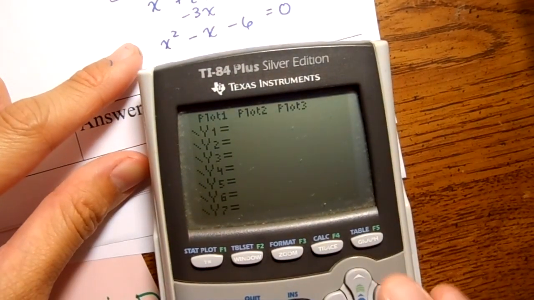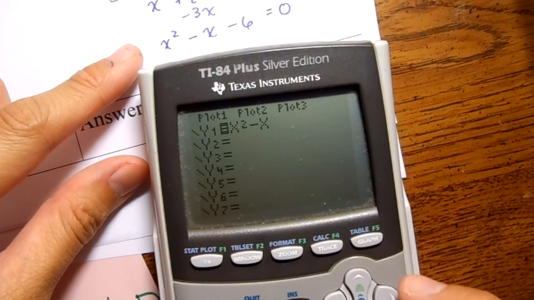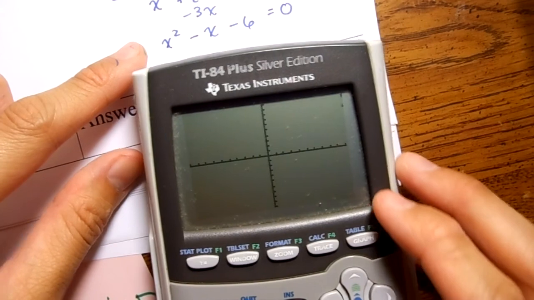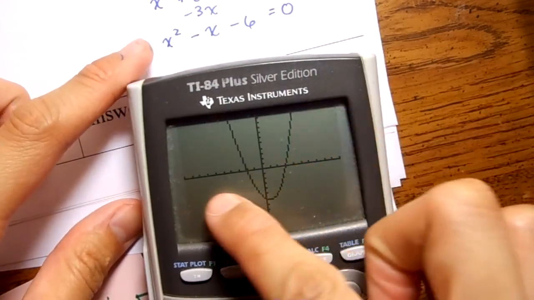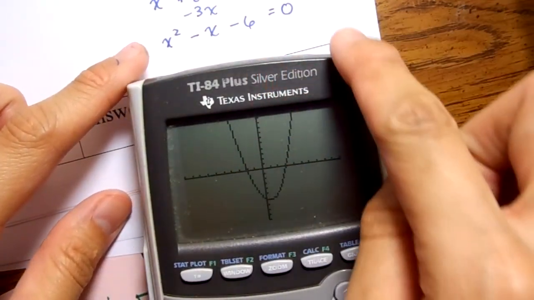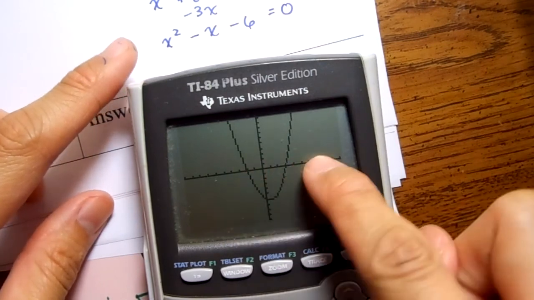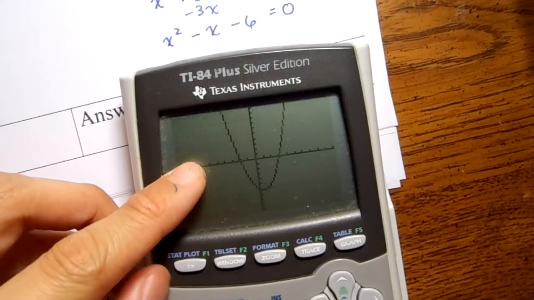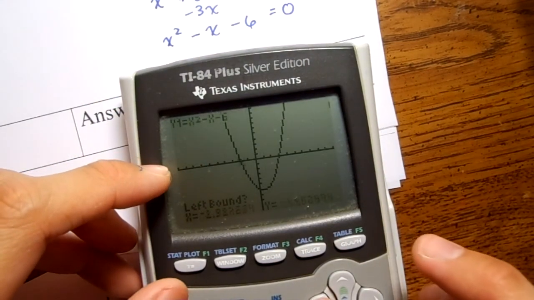So this is x squared minus x minus 6. And I'm going to graph it. And we want to see where it crosses the x-axis because that's when y equals 0. We want to find where they intersect. You go to second trace, find the zeros. Or you can look at the table.